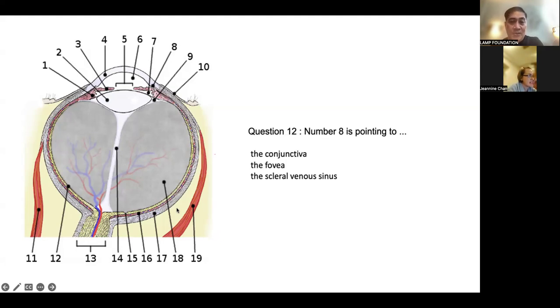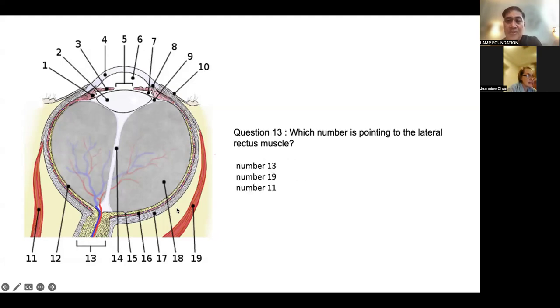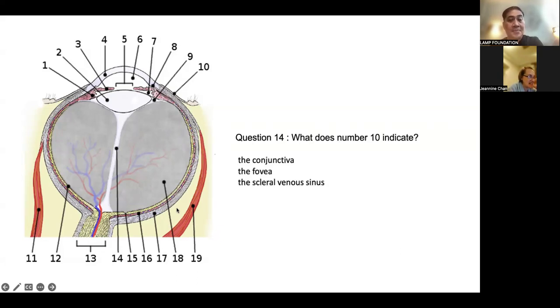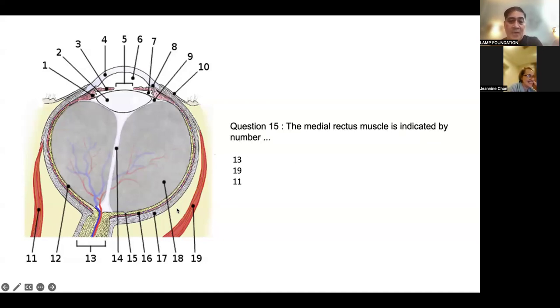Number 8 is pointing to? The scleral venous sinus. Which number is pointing to lateral rectus? 19. What does number 10 indicate? The scleral venous sinus. No, I'm sorry, wait. The conjunctiva. The medial rectus is indicated by number? Medial rectus is number 11.